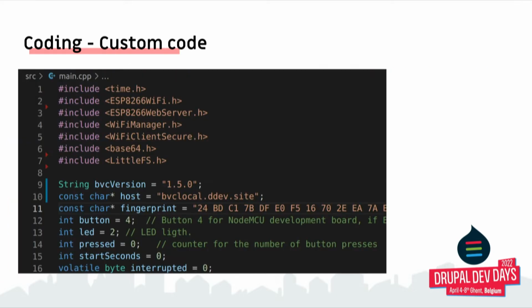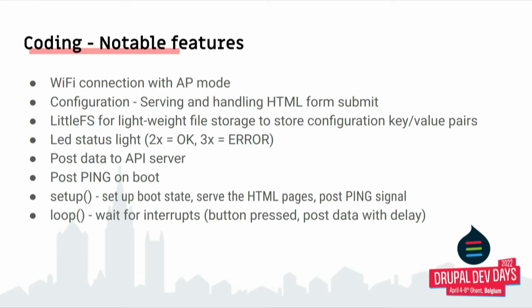Now you have to go to the custom code, which is a bit more complex thing. You need to include more libraries. You need to actually have some idea, some logic, what your app is going to do. And this is what I'll present in the notable features in coding.